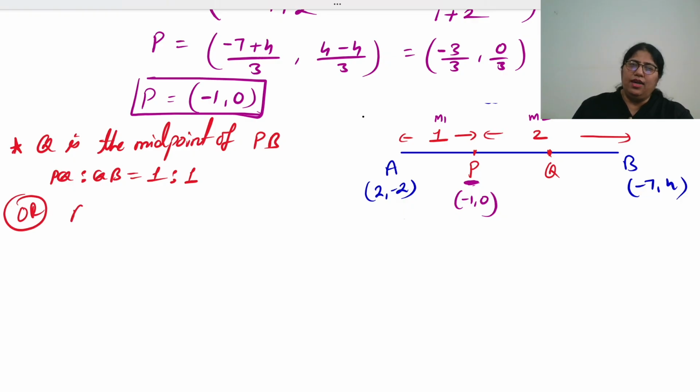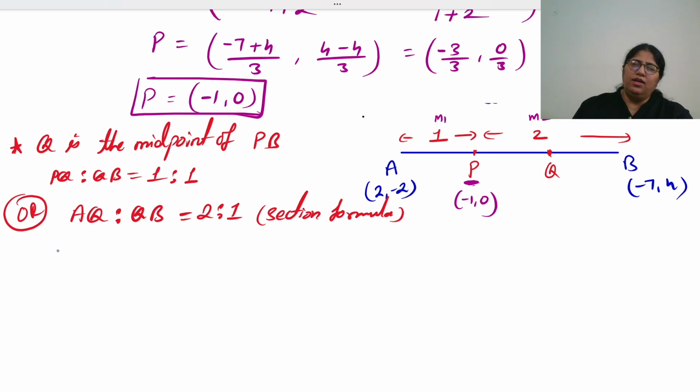Or what I can take here, because I know the endpoint coordinates, I can take AQ is to QB. Now A to Q is two parts, so it will be 2 is to 1. So here you use the midpoint formula, here you can use the section formula. Now, I have already used the section formula above, so I will be using the midpoint formula here.